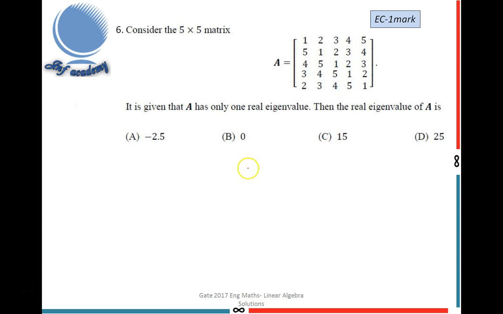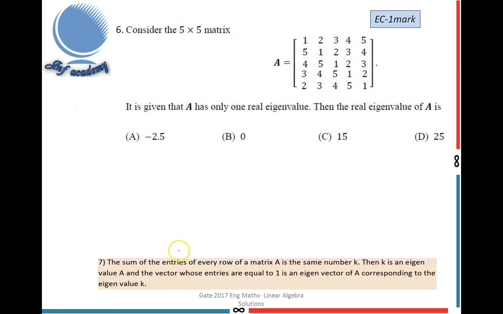In this problem, it is a 5 by 5 matrix. So here I use one property. That property says if the sum of the entries of every row of a matrix A is the same number K, then K is an eigenvalue of A, and the vector whose entries are all equal to 1 is an eigenvector of A corresponding to the eigenvalue K.